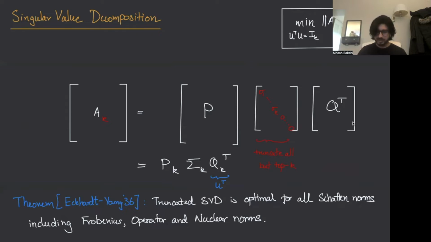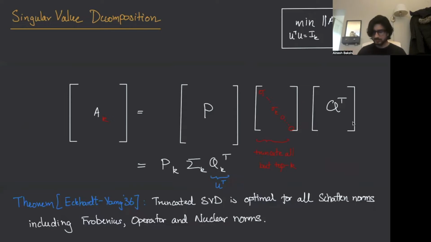Okay, and in order to get the optimal solution to the objective as denoted here, we pick Q sub k transpose as U transpose. And the resulting U transpose is the optimal projection.